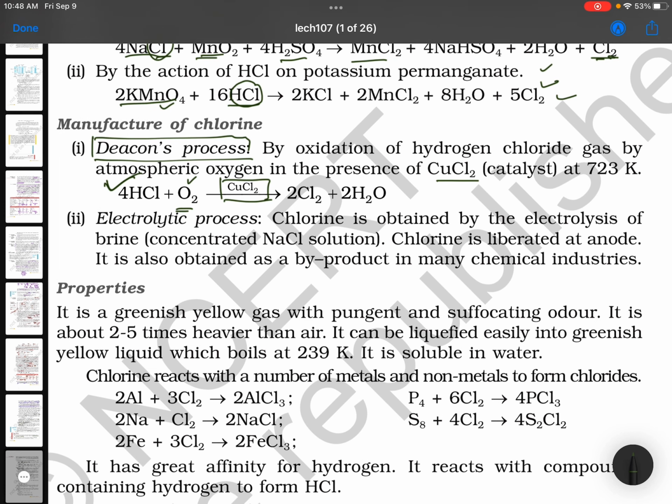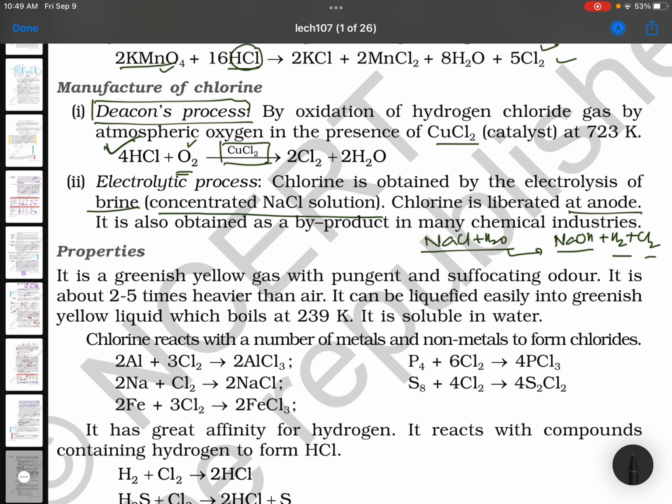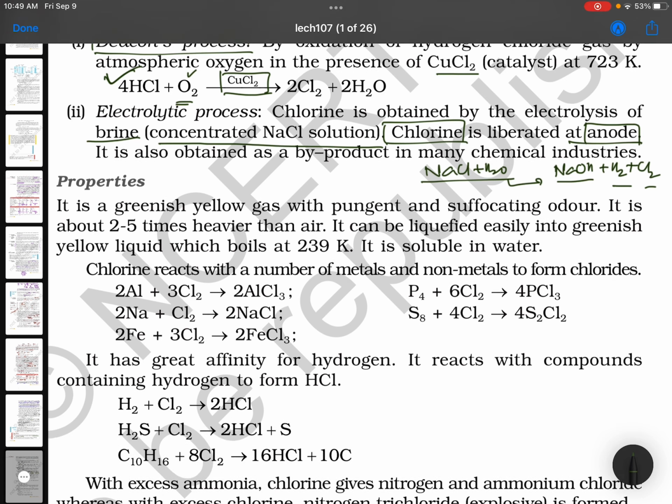Electrolytic process, we can see this in Nelson's process, where we are using sodium chloride plus water, a brine solution. When brine solution is taken, you will be getting NaOH, H2 and Cl2. Very, very important method because all these are important. Chlorine is liberated at anode. So chlorine at anode. Dear NEET students, NEET appearing students, remember these kinds of things. Also obtained as a byproduct in many chemical industries.